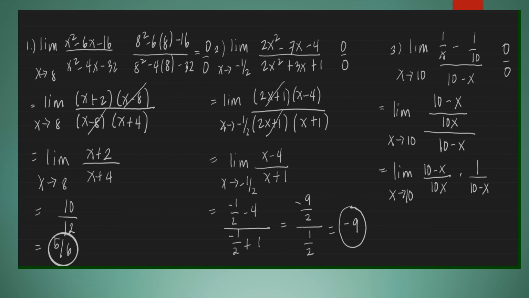So here, we cancel 10 minus x and we will be left with 1 over 10x as x approaches 10, to which we find that the limit is now 1 over 100. So when we substitute 10 to x, we get 1 over 10 times 10 or 1 over 100.